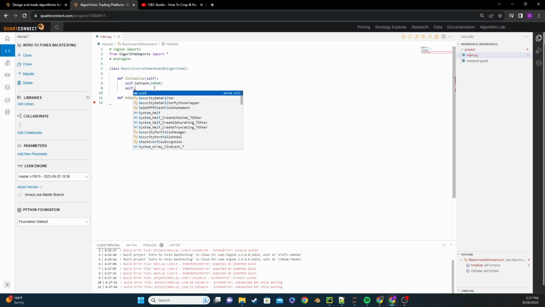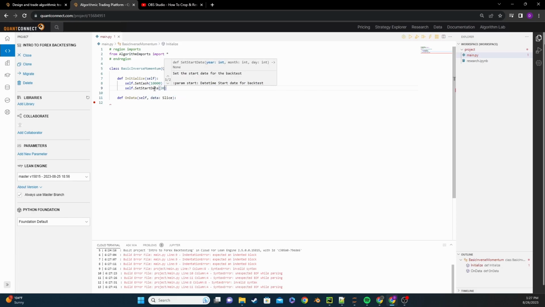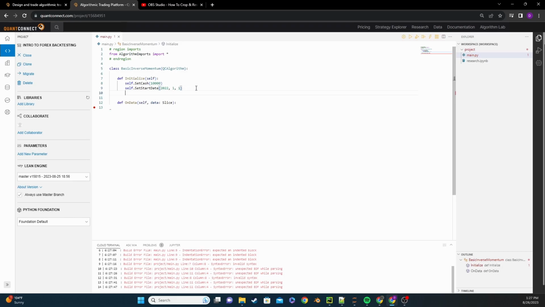Now we're going to do self, and we're going to set the start date. These are going to be datetime objects. In Python datetime, you do year first, then month, then day. So we have 2022, January 1st. Now we're going to set the end date.